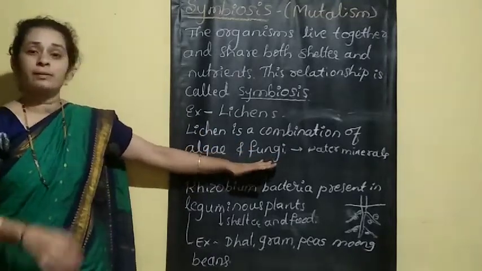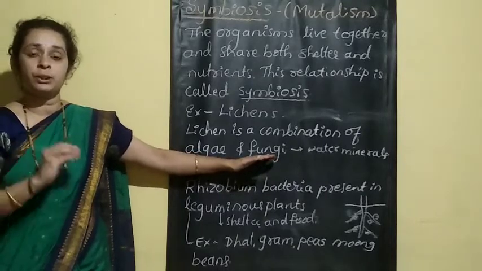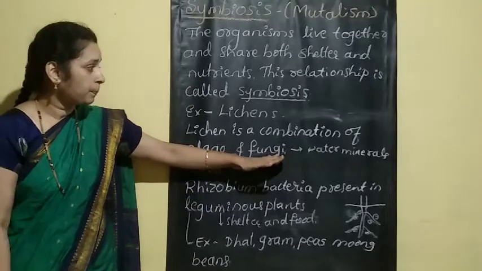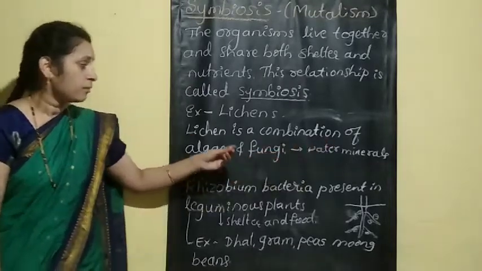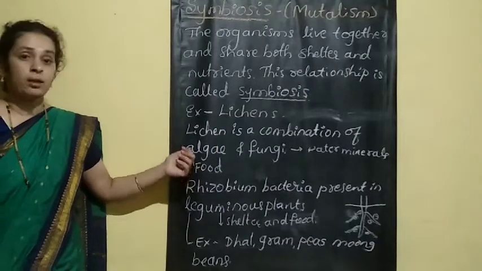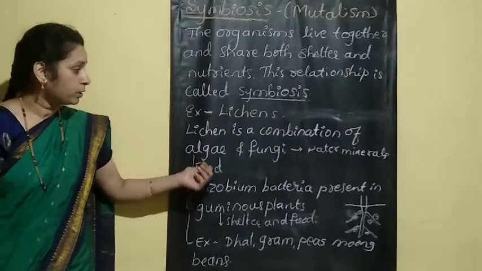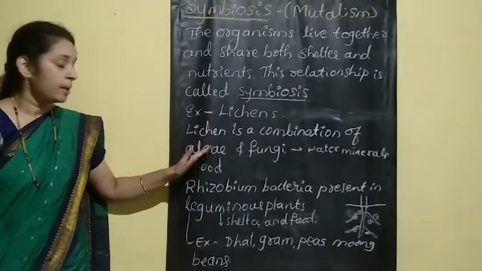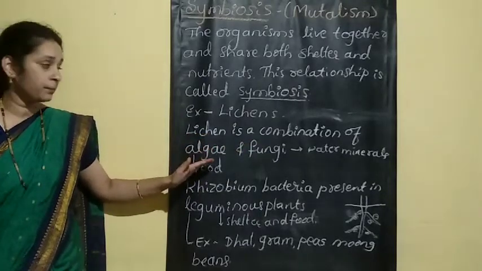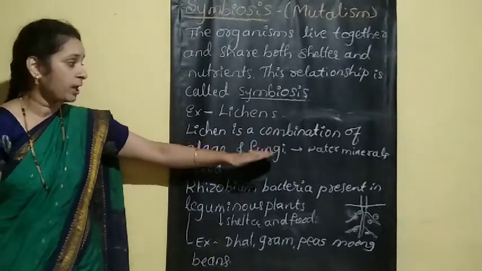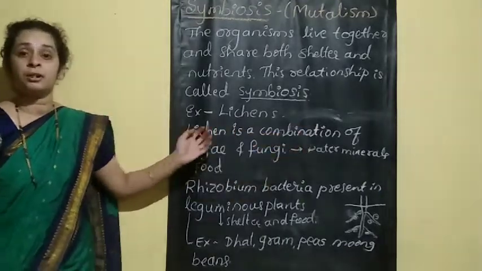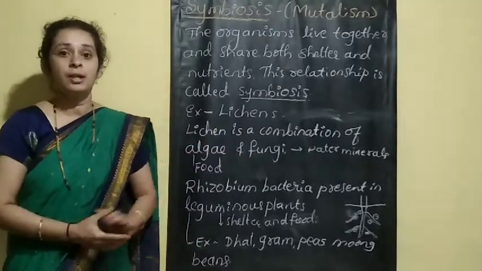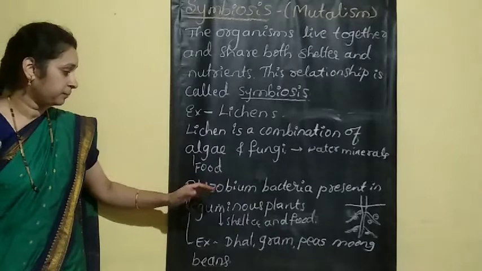But fungi will not prepare their own food. They obtain nutrients from dead and decaying matter. The fungi will provide water and minerals for the algae to prepare food, and they obtain food from algae. Like this, algae prepare food that is given to fungi, and fungi supply water and minerals for the preparation of food. Here both organisms are mutually benefited.